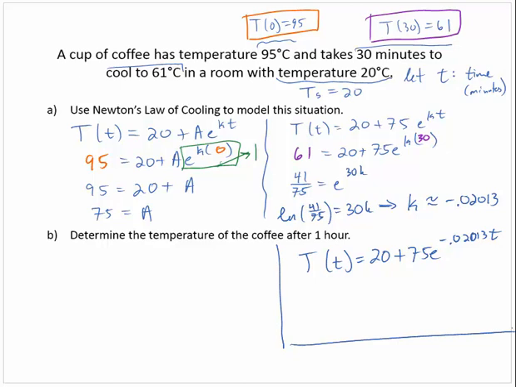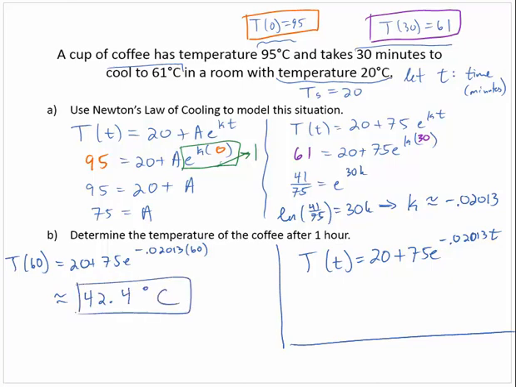Now determine the temperature of the coffee after 1 hour. Since I've let t represent the time in minutes, then I would need to evaluate T of 60. So T of 60 would be 20 plus 75 e to the negative 0.02013 times 60. And at this point, I use a calculator to evaluate the expression, yielding about 42.4 degrees Celsius.